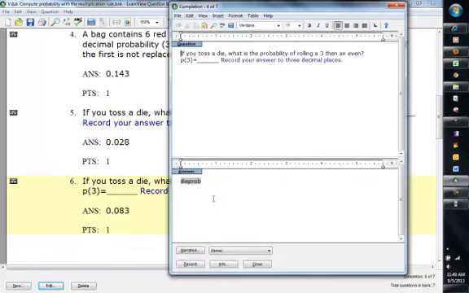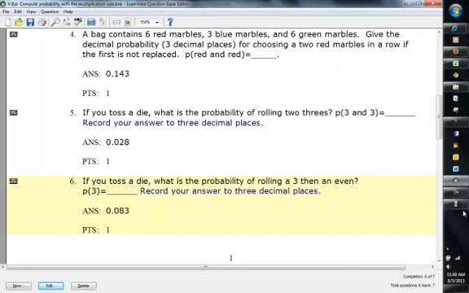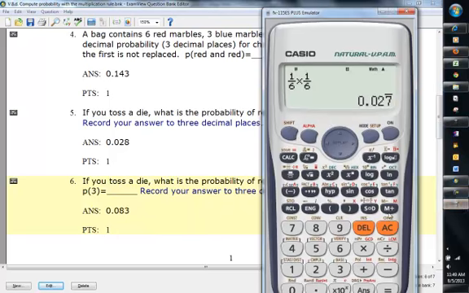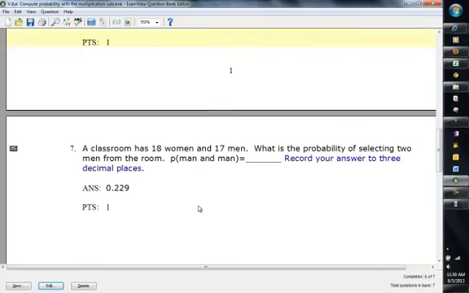Rolling a 3 and then an even number. For that one, we would have 1 out of 6. 1 out of 6 times even. Well, there's 3 ways to get an even number out of 6 ways. So 1 out of 6 times 3 out of 6 is 0.083.